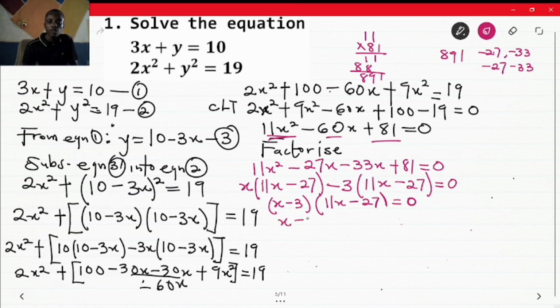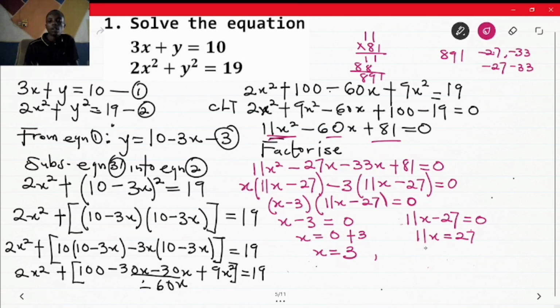x minus 3 equals 0, and that will be x equals 0 plus 3. That makes x equal to 3. So that's the first value of x. Then I go on, I have 11x minus 27 equals 0. I have 11x equals 27. I took 27 to the other side, it changes to plus. So I divide both sides by 11. I have x equals 27 over 11.